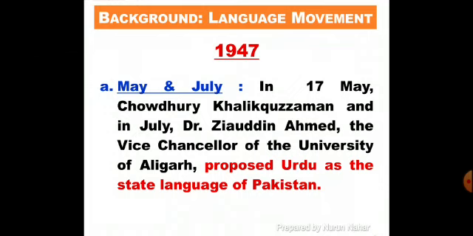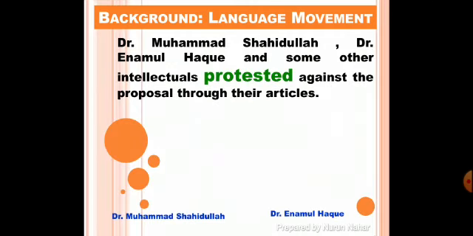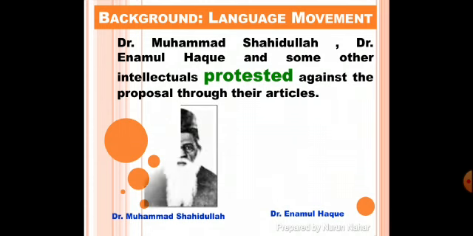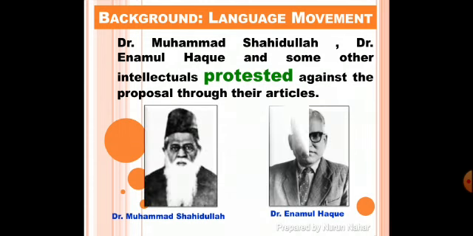In 1947, on 17th May, Chaudhuri Khaliquzzaman, and in the same year, in the month of July, Dr. Ziauddin Ahmed, who was the Vice Chancellor of the University of Aligarh, again proposed Urdu as the state language of Pakistan. Dr. Muhammad Shahidullah and Dr. Inamul Haq and some other intellectuals protested against it.